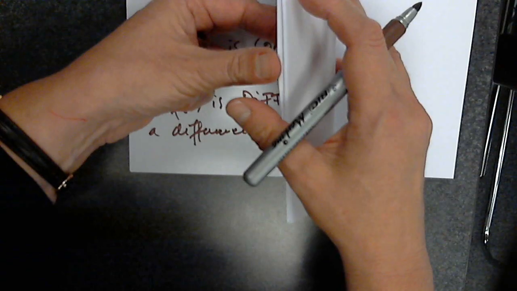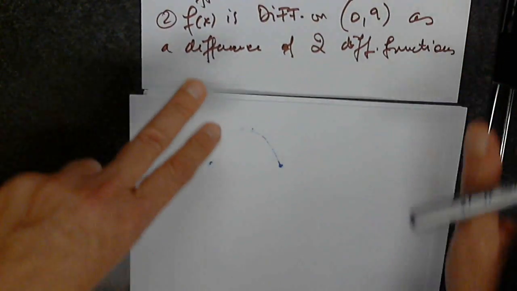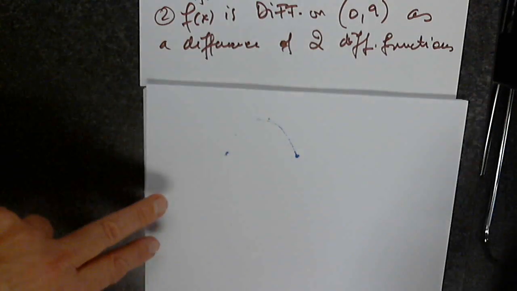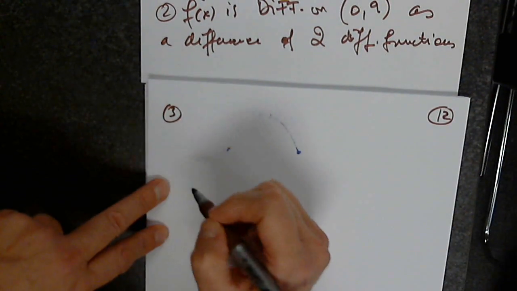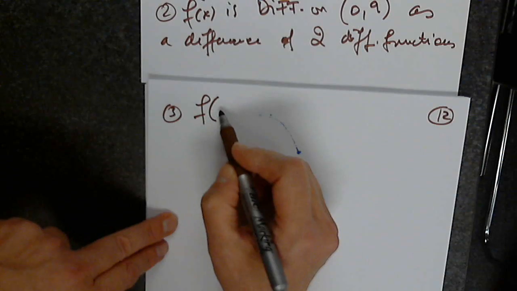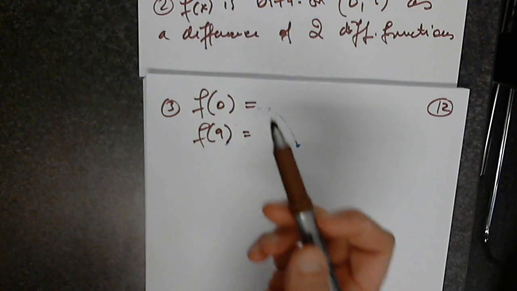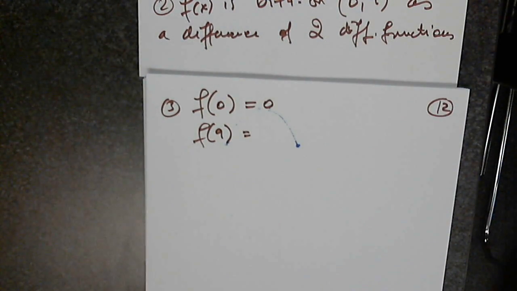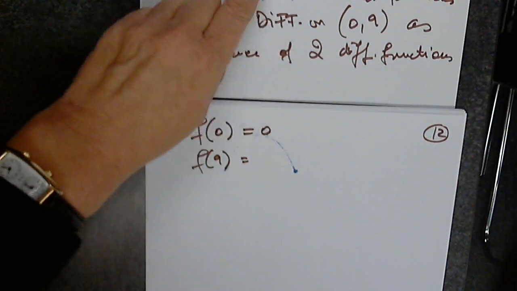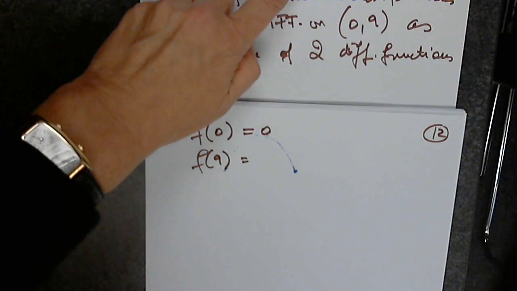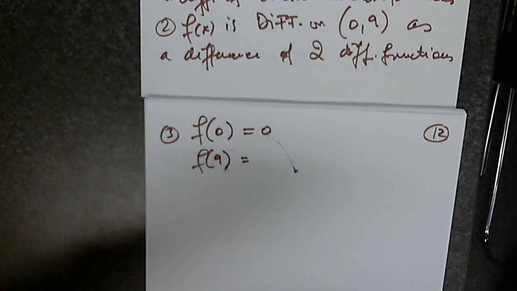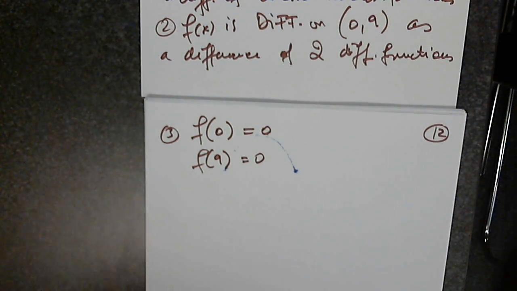Now I need hypothesis number 3, without which I cannot apply the theorem. What is the third hypothesis? That f of 0 and f of 9 are the same. So when I plug in 0, I get 0. And when I plug in 9 in this function, the square root of 9 is 3. 9 divided by 3 is 3, and 3 minus 3 is 0. Therefore, all 3 conditions are fulfilled. The function is continuous on [0, 9], differentiable on the open interval (0, 9), and f of 0 equals f of 9.